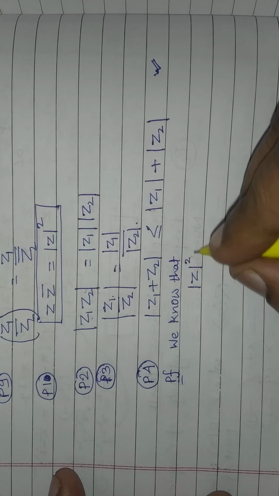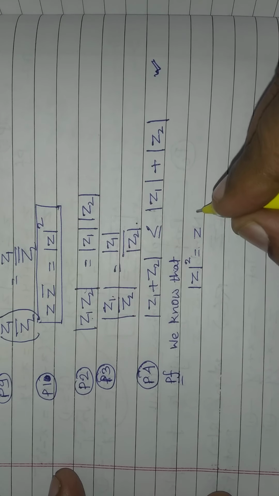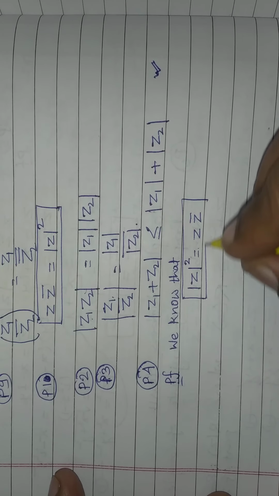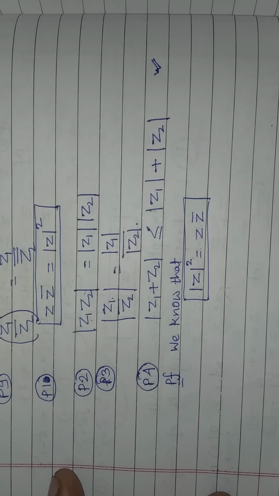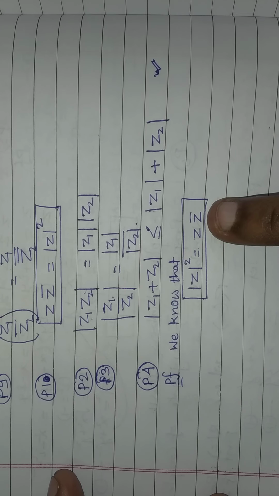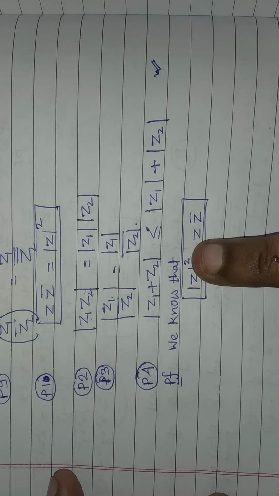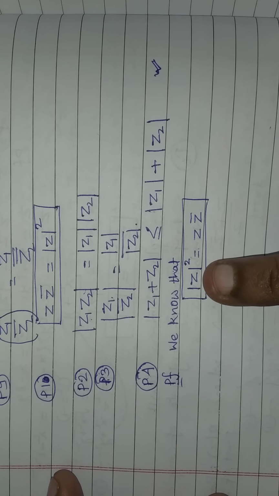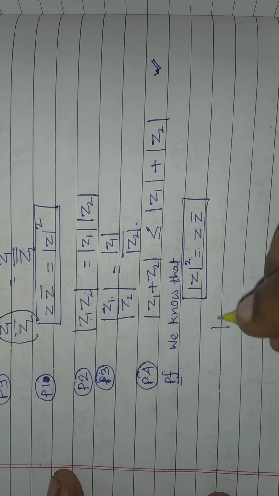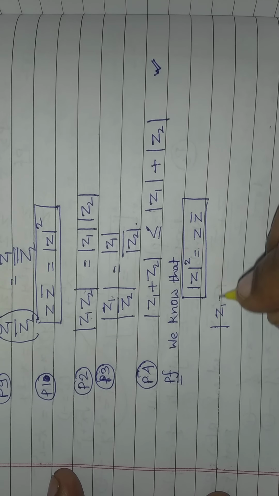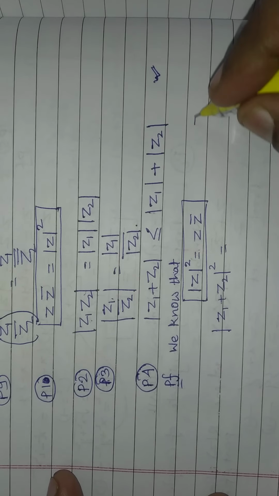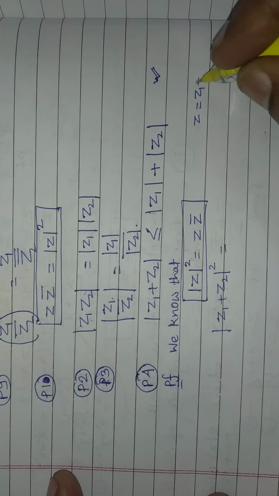mod of Z square is Z times Z bar. This we have proved earlier. This is the property of modulus as well as of conjugate. Any complex number multiplied with its conjugate is equal to modulus of Z square. So if we take modulus of Z1 plus Z2 square, and we treat Z is equal to Z1 plus Z2.